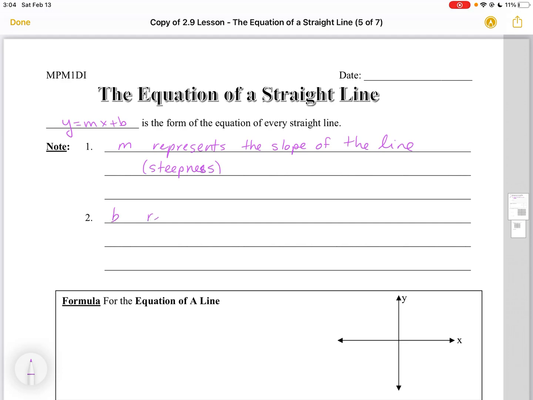which is the steepness, and B represents the y-intercept, which is where the line crosses the x-axis.